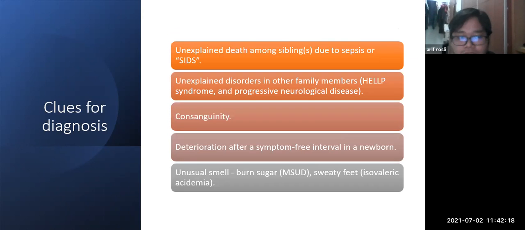And also clues for the diagnosis of IEMs. First of all, an unexpected death among the siblings of the patient due to sepsis or SIDS or unexplained death, and then unexplained disorders in other family members, such as a mother having HELLP syndrome or progressive neurological diseases. Consanguineous marriage, especially among the parents, and deterioration after a symptom-free interval in a newborn. And if the patient comes with an unusual smell, usually a burnt sugar smell for MSUD or sweaty feet in isovaleric acidemia.